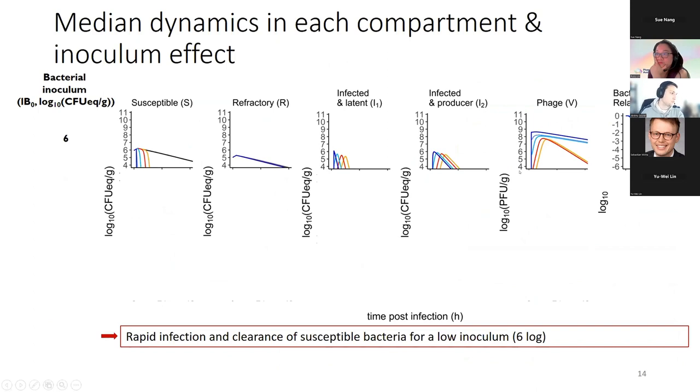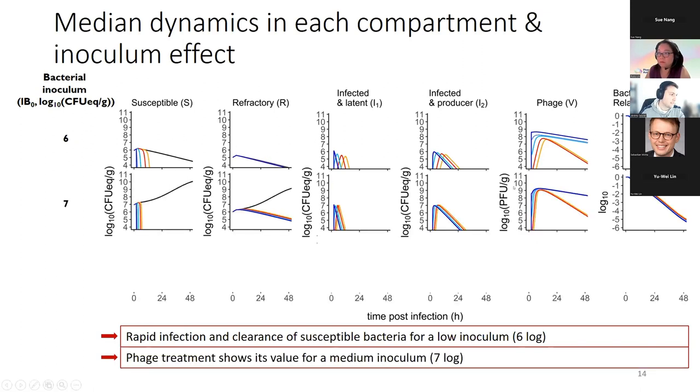So, as I said, we had a huge interindividual variability, and now, to understand a little bit more about what happened, we fixed the bacterial inoculum at different values, 6, 7, and 8, to see how it goes in the different sub-compartments of the model depending on the bacterial inoculum. When we have a low inoculum, such as 6 log, you can see that even in untreated mice we have, in median, a control of the bacterial load, both for the susceptible and the refractory.